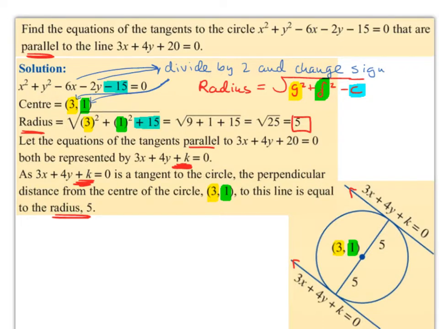So here we have our diagram. Here's our circle. Here's our centre, (3, 1). Here's our line, 3x plus 4y plus k is equal to 0. This is our tangent. And our other parallel tangent is also 3x plus 4y plus k is equal to 0. So we don't know what these k's are. And we know that the distance from the centre to the line gives us the radius, which is 5 units. So this must also be 5 units.